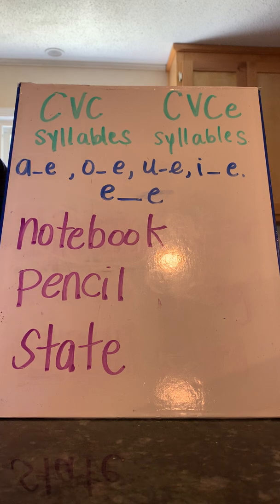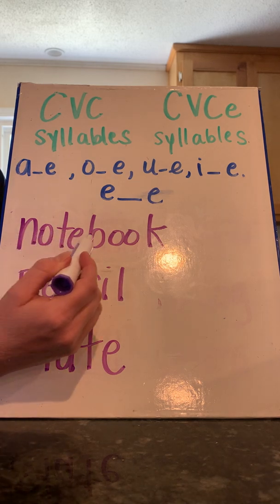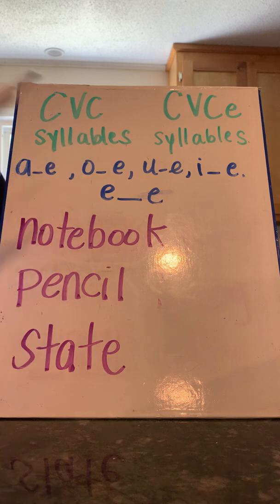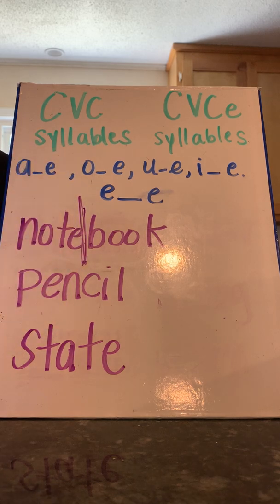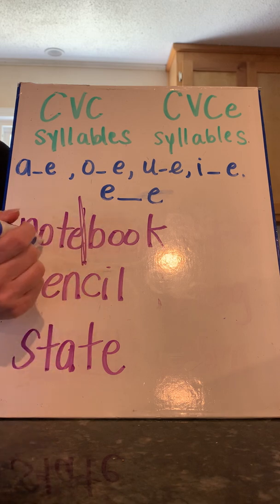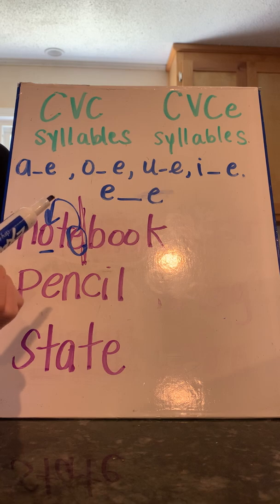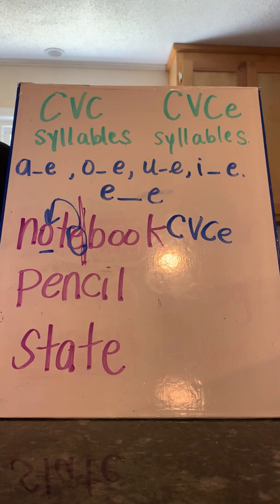Our very first word, I'm going to break up by stretching out the sounds. N, O, T, B, ook, notebook. Notebook is my word. When I break up the syllables, notebook, I can break up the word right here in the middle. Now, does this word have a CVCe syllable in it or not? The very first syllable, note, has a vowel with that sneaky E telling the O to say its name. So it does have a CVCe syllable in the word, okay?